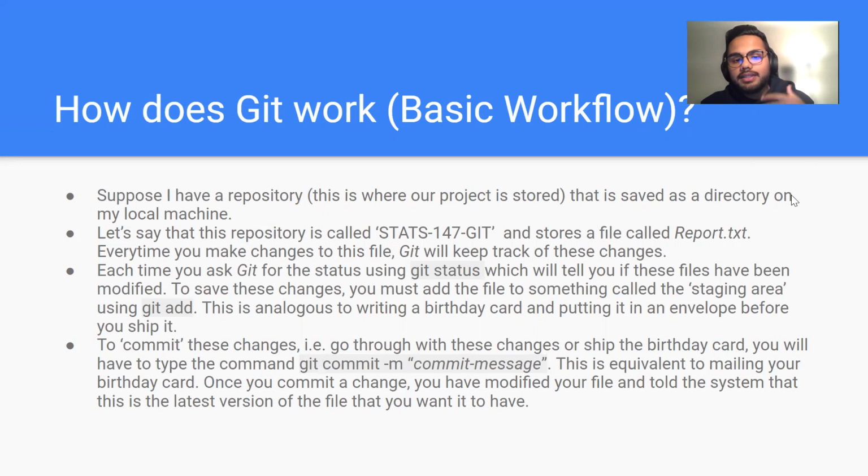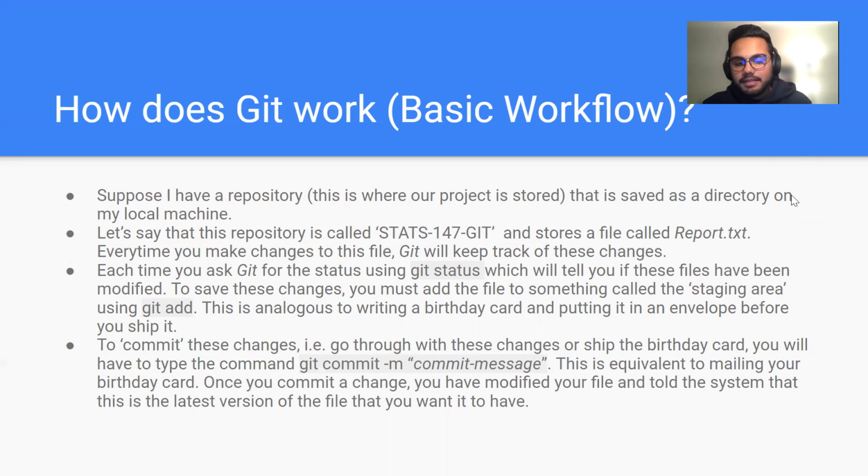Every time you make a change to this file, Git is going to keep track of these changes. And each time you ask Git for the status, it's going to tell you if these files have been modified. Let's just say you have a birthday card. You write something on a birthday card. Git is going to keep track of whether or not you've written something on that birthday card in comparison to when you last opened it.